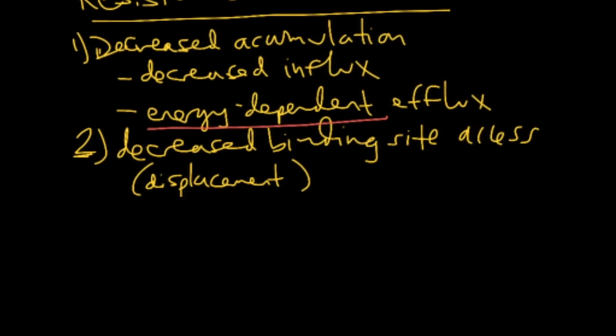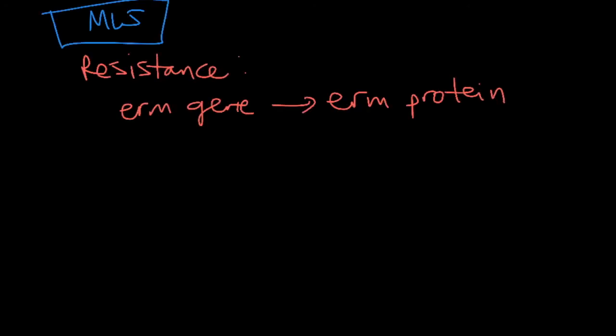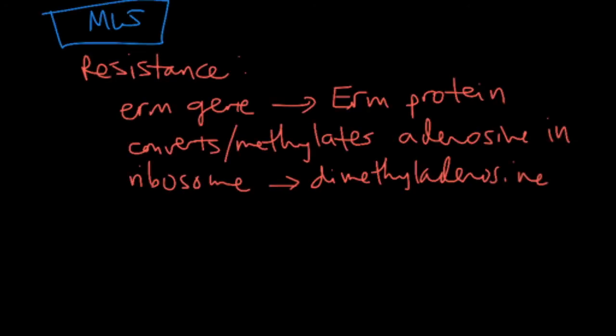Now we're going to talk about the MLS drugs, which all act at, I think, the same subunit, the 50S subunit, instead of the 30S subunit like aminoglycosides and tetracyclines. Dr. Ellis talked about resistance to these drugs first. Oh, by the way, MLS stands for Macrolides, Lincosamides, and Streptogramins.